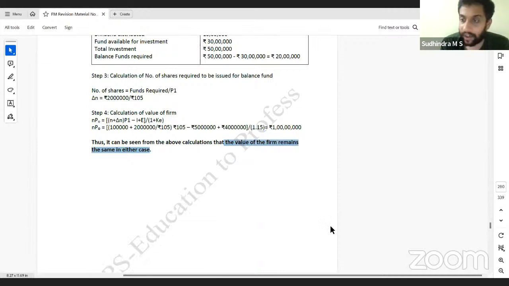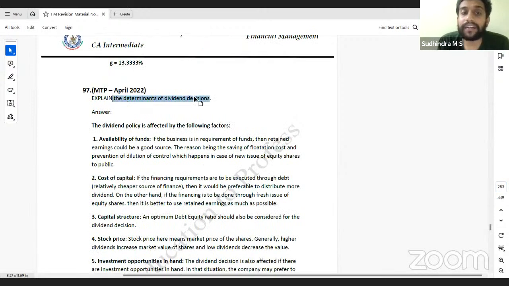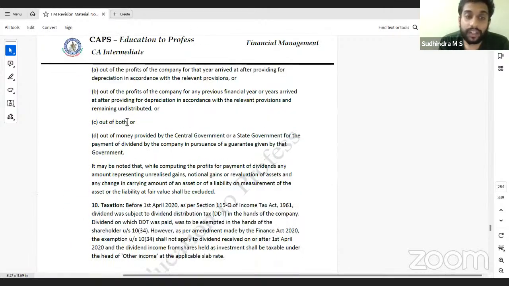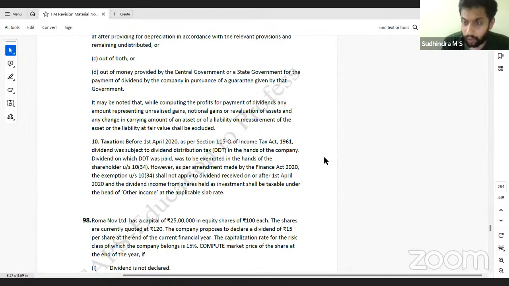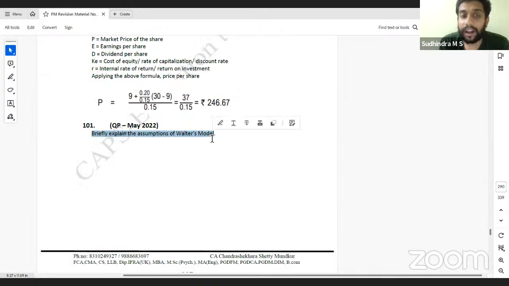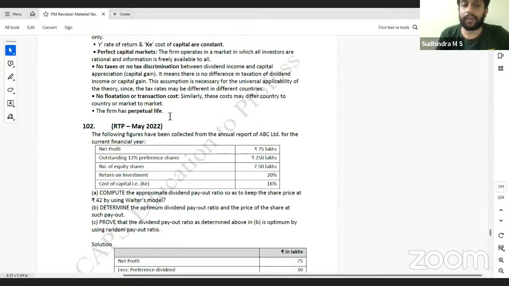Yes. Next, we have one more question. Explain the determinants of dividend decisions, that is, the factors affecting dividend decisions have to be written. Then you have one more question. Explain the assumptions of Walter's model theory. So these were the two theory questions asked. This was May 22, where determinants of dividend was one of the MTP questions. Okay, that's it. This is about dividend decisions.